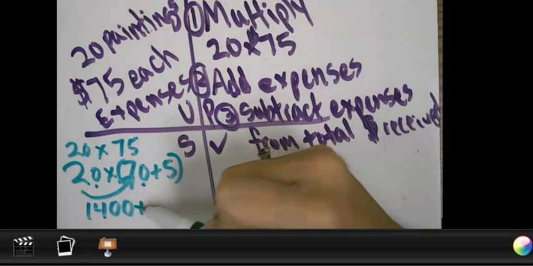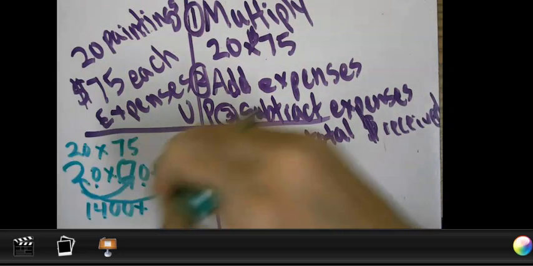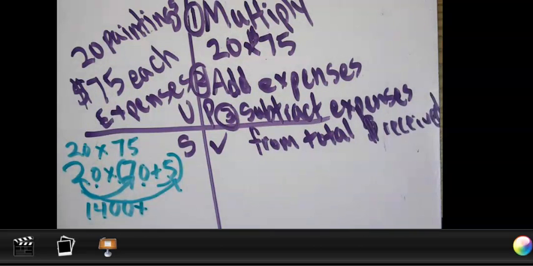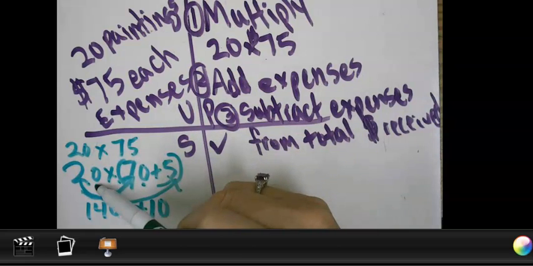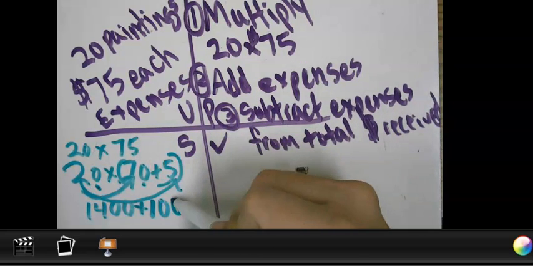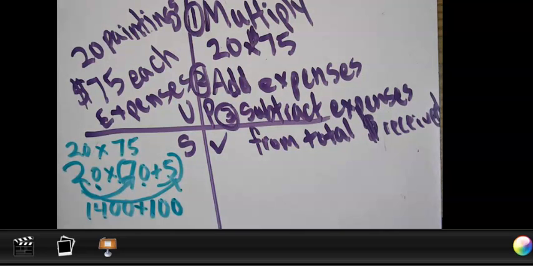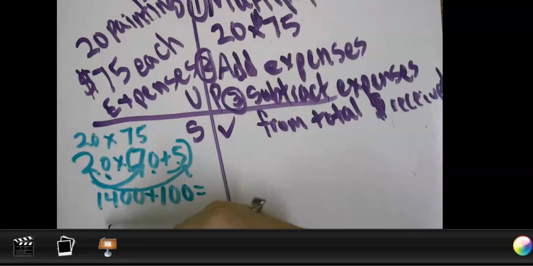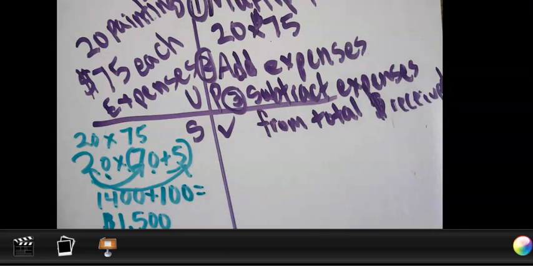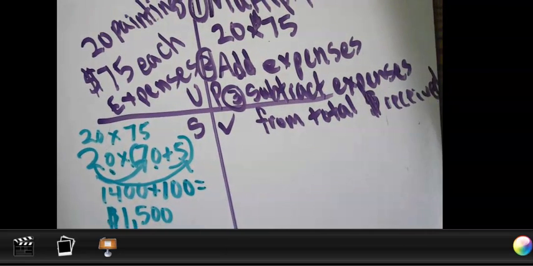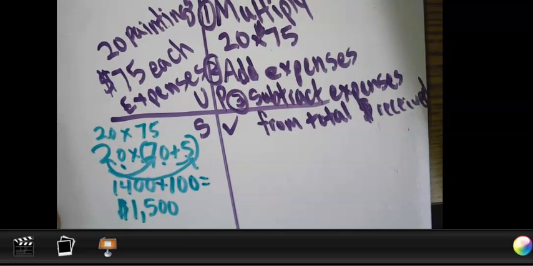Now we're going to do 20 times 5. What's 2 times 5? All right, 2 times 5 is 10. And then I ignored the 0, so I need to add it back here. So the amount of money that she received from selling 20 paintings at $75 each is $1,500. Whoa, she made a lot of money selling those paintings, didn't she?